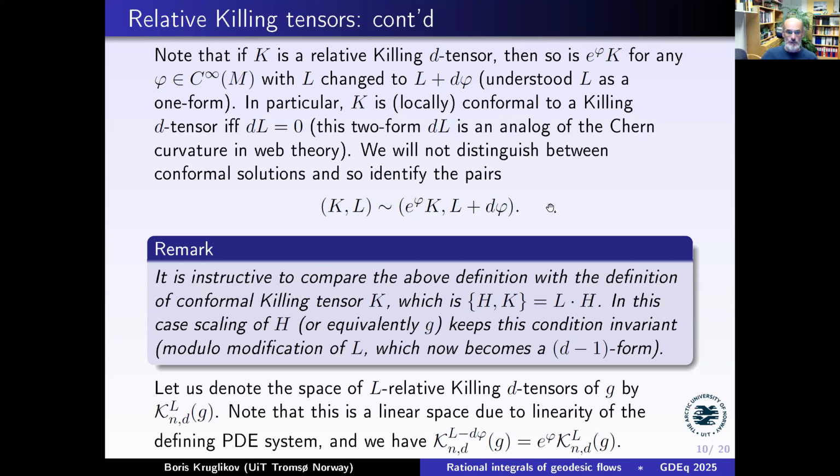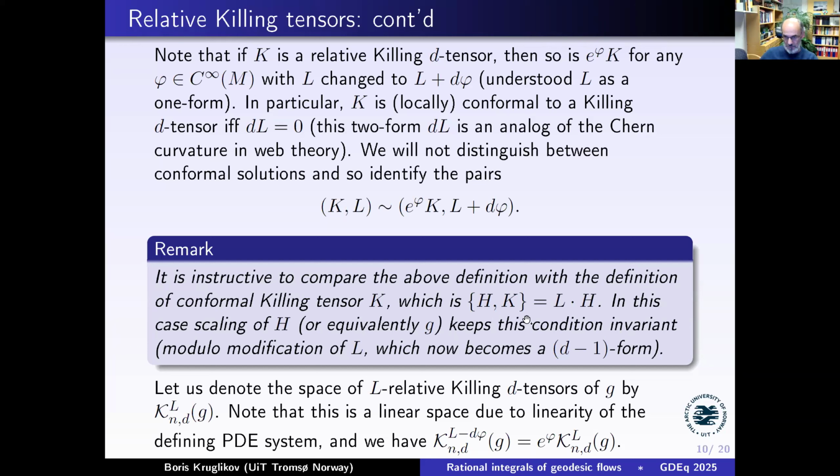Okay, so it's actually instructive to compare the above definition with the definition of conformal Killing tensor K. So for the equation for a conformal Killing tensor, you take the same definition as for a Killing tensor, but you remove all possible traces, contractions with the metric G. Okay, and then you get the trace-free part of the corresponding equation, and that will be the equation of conformal Killing tensors.